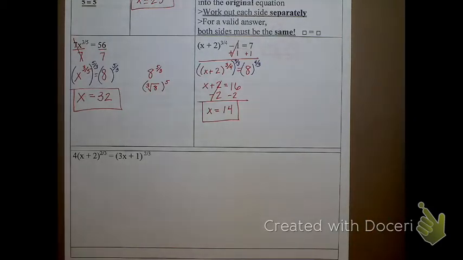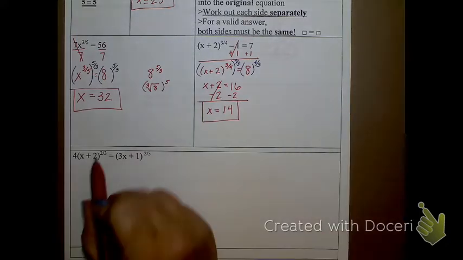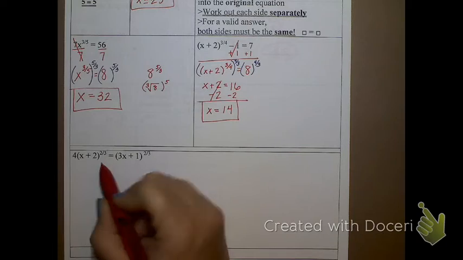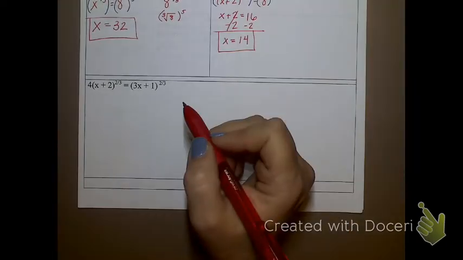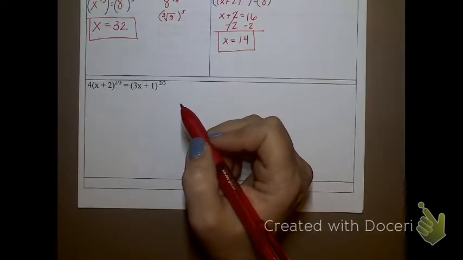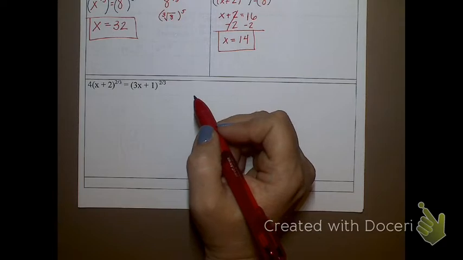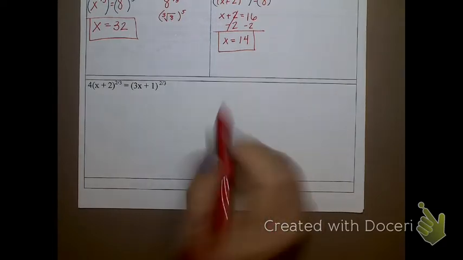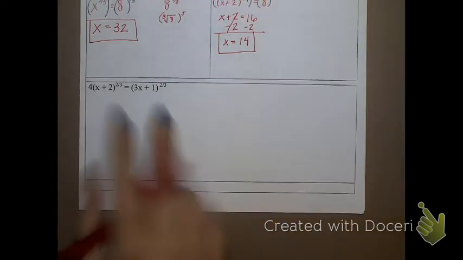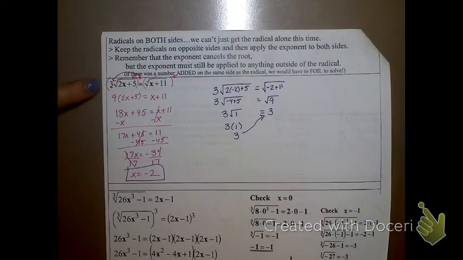The last one at the bottom, am I going to need to check my answer? No. That denominator is a 3, which is odd. So I'm not going to need to check my answer as long as I'm confident with how I'm doing my work. By the way, this type of problem right here is exactly like this one.